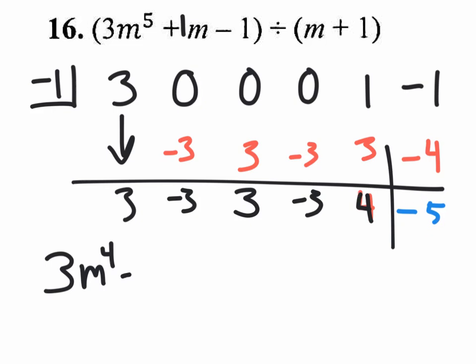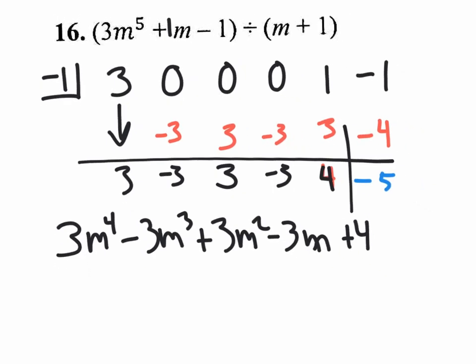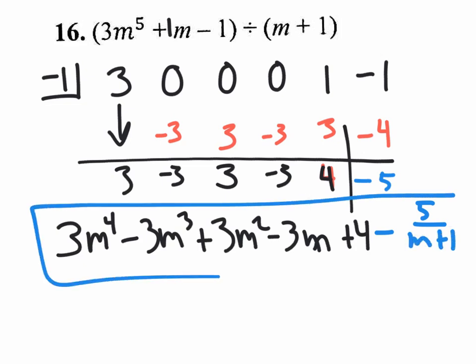So let's just fill out the rest. -3m to the 3rd plus 3m squared minus 3m, and then plus 4. And then at the very end, we're going to write our remainder, which is going to be minus 5 over the original divisor, m plus 1. Ladies and gentlemen, this whole thing is our answer, and it's a lot faster than long division, but we were only able to use synthetic because we were dividing by a linear binomial. The a value was 1, there was no number in front of the m, and it didn't have a power. Okay? I hope this helps.